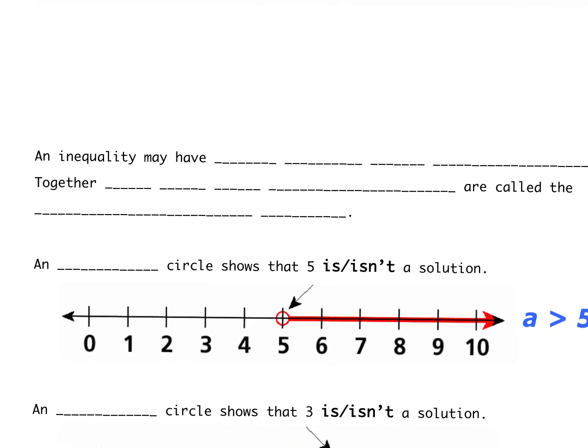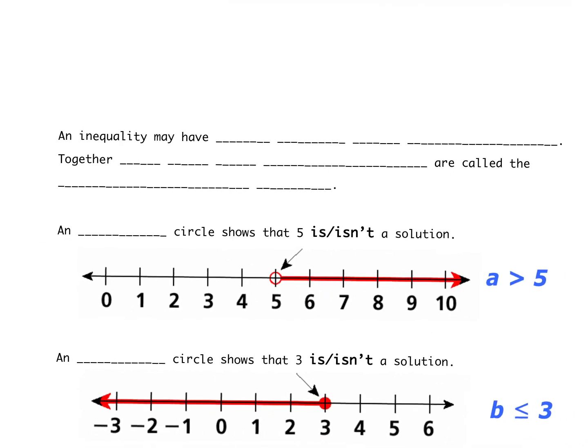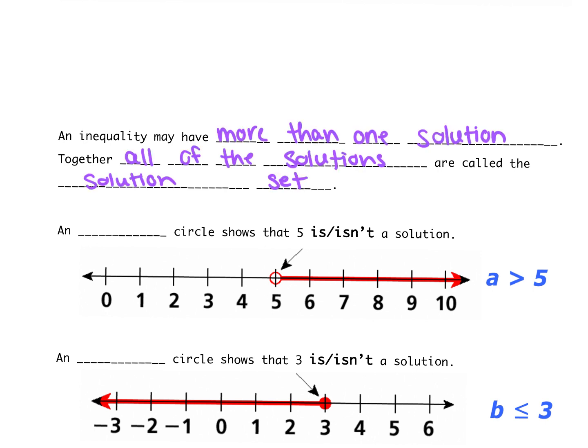Our next point is on the next page, and it's a definition. It says an inequality may have, and I'm going to fill this all in an instant. You pause your video and fill yours in. And there it is. So it says an inequality may have more than one solution. Together, all of the solutions are called the solution set. So that just means that when we had equations, we had one answer. But in inequalities, you can have a multitude of answers. So let's talk about what that looks like on a graph.